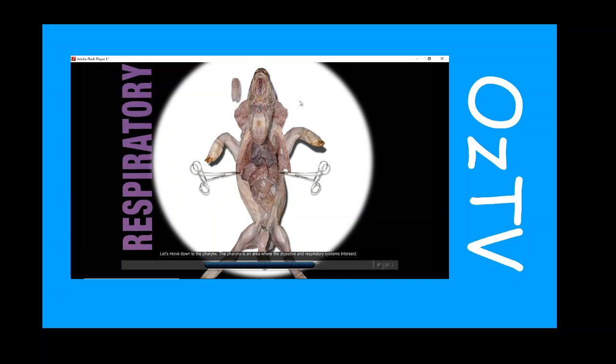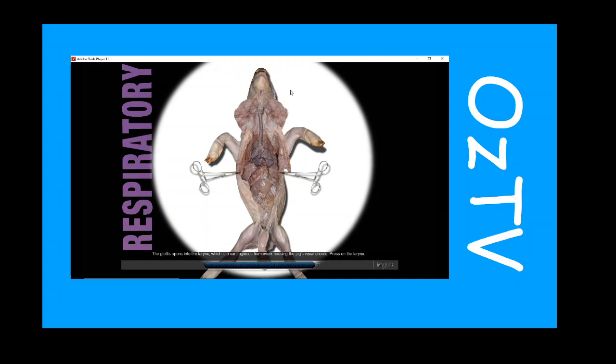The pharynx is an area where the digestive and respiratory systems intersect. Air from the nasal cavity enters the pharynx, and then moves past a protruding flap of tissue called the epiglottis. Press on it. Good job. As the pig swallows, the epiglottis prevents choking by folding over and protecting the airway opening called the glottis. Lift the jaw shut.